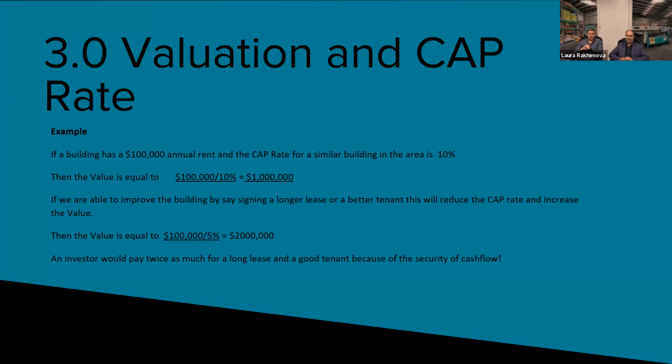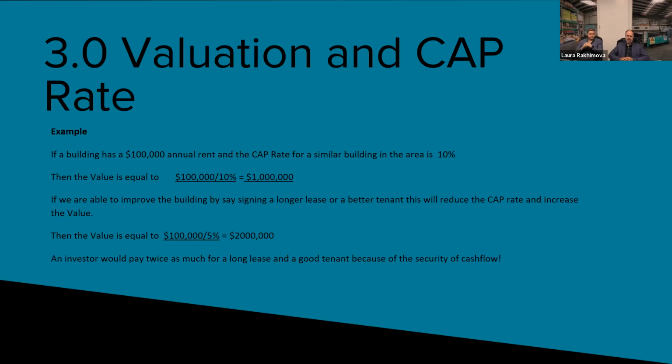And so by doing that, the rent stays the same, which is $100,000. You're still getting the same rent, but you've got a better tenant or a longer lease. So it decreases the cap rate to 5%. Now you go $100,000 divided by the new cap rate of 5%, that's $2 million. So you've gone from $1 million to $2 million simply by getting maybe a longer lease or a better tenant to decrease the cap rate.